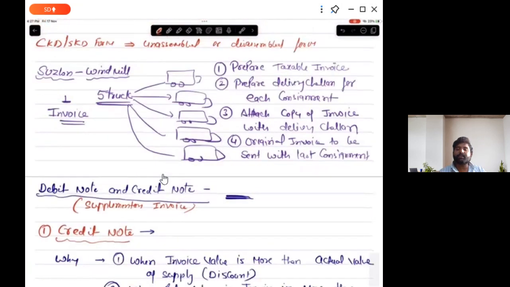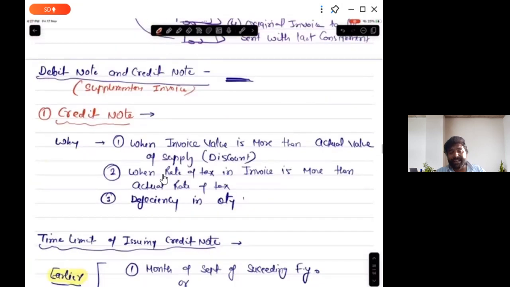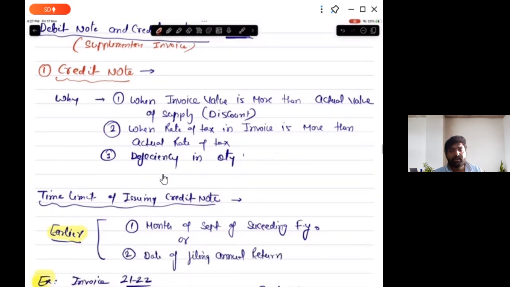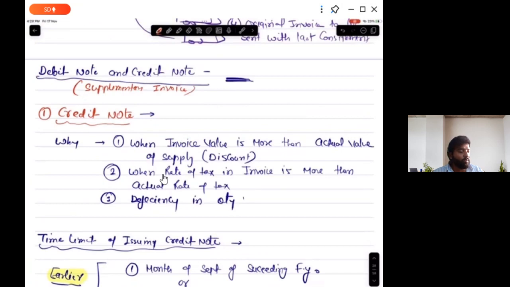So again, this is interesting. Very nice. Moving towards the next point. This is very important for the exam. Debit note and credit note are very important for the exam. So do remember this point. Section 34 covers what is debit note and what is credit note.